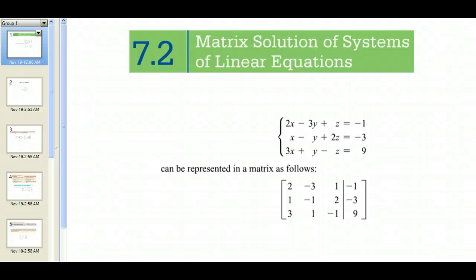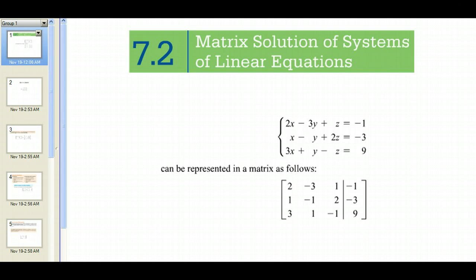This is your 7.2 notes, matrix solution of systems of linear equations. And for the end of this section, you'll want to have your calculator out. We're going to be using the matrix menu in the TI-83, TI-84 calculator.